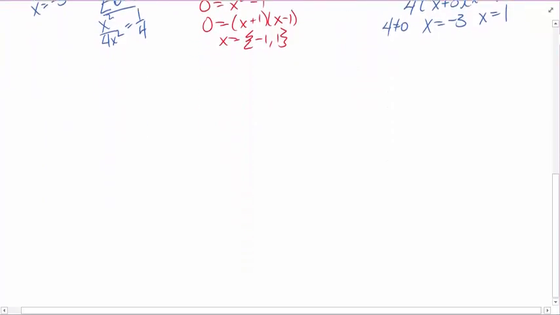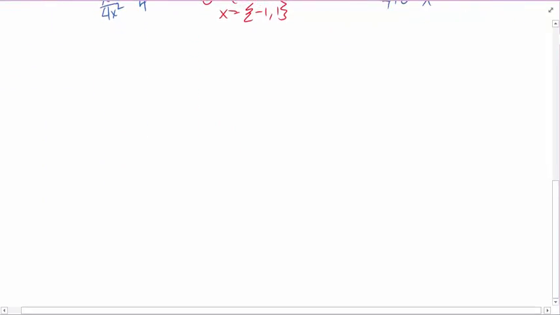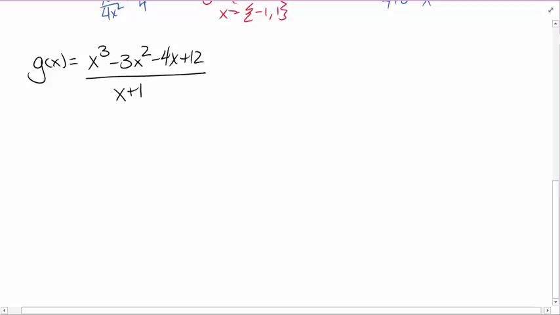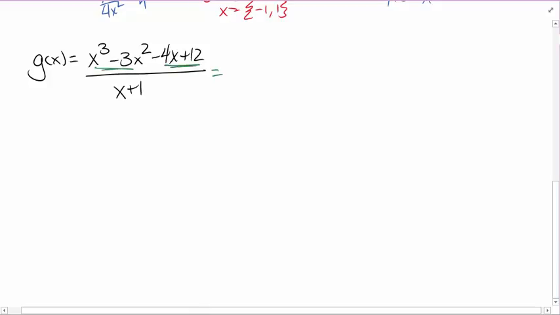We're going to go through one other function. This function we'll call g of x. And g of x will be x cubed minus 3x squared minus 4x plus 12, all in the numerator. And then my denominator is going to be x plus 1. We discussed in the last problem that maybe a good first step before we get into anything is let's factor. All right, I think I'm going to factor the numerator here by grouping. I'm going to take out an x squared. I'll be left with an x minus 3.